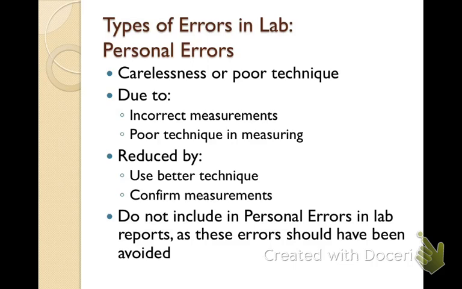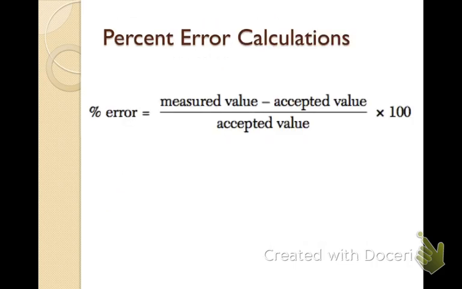Whenever we're writing a lab report, we can include the other two types of errors, but personal errors we want to avoid because those should have been avoided to begin with in lab. So if you find that your experiment didn't happen the way it was supposed to happen, repeat your experiment, and that has been known to occur as well, so that's okay.